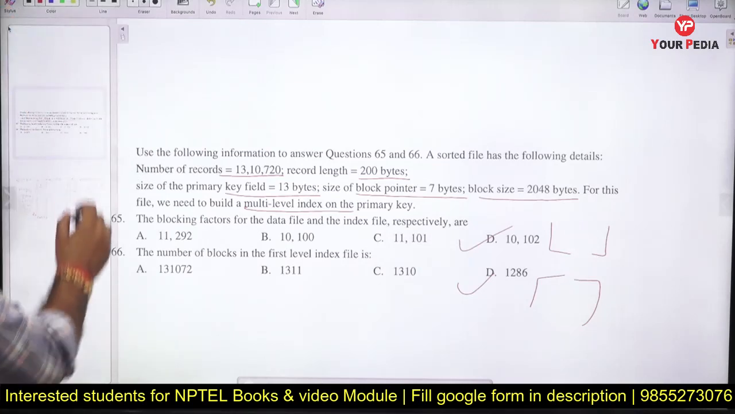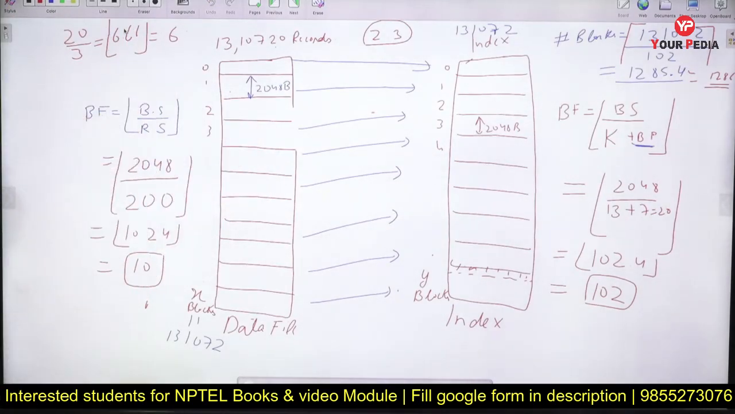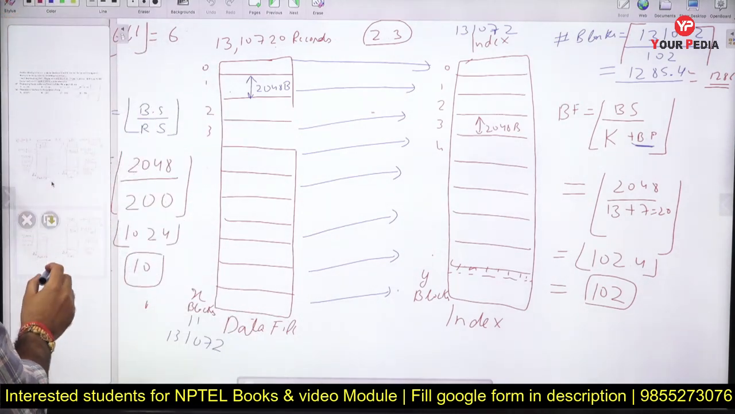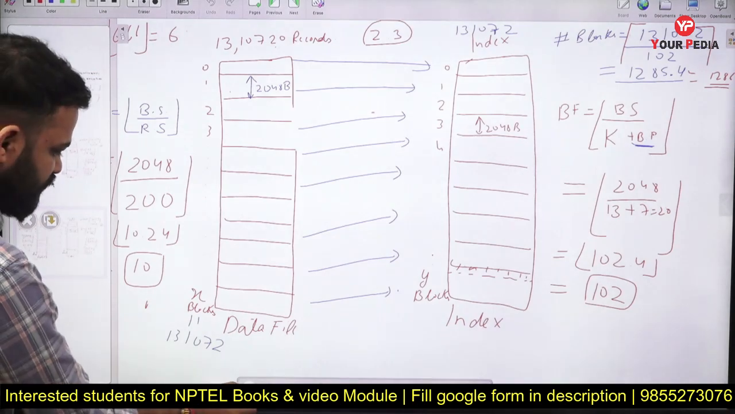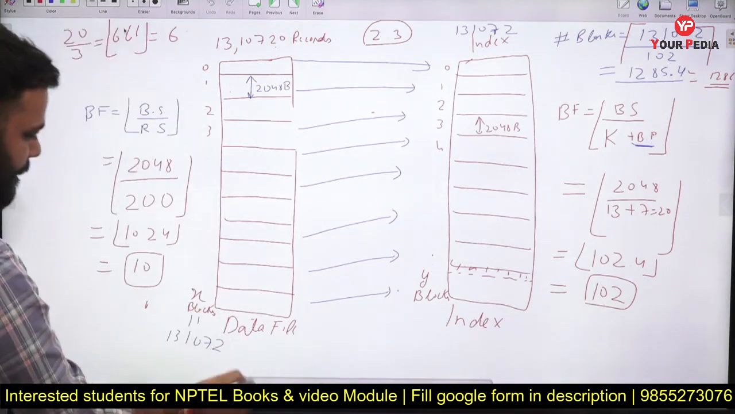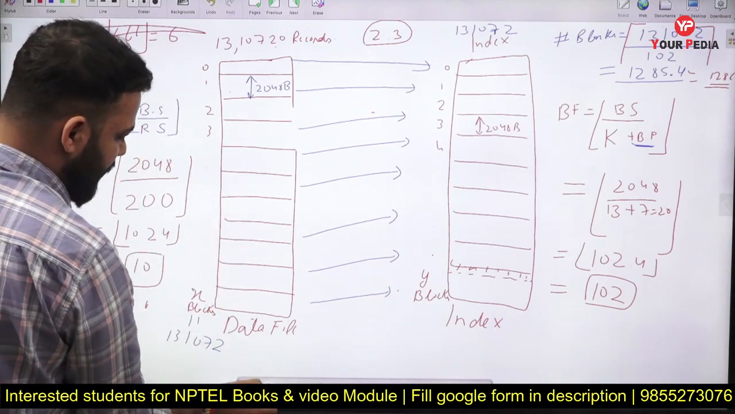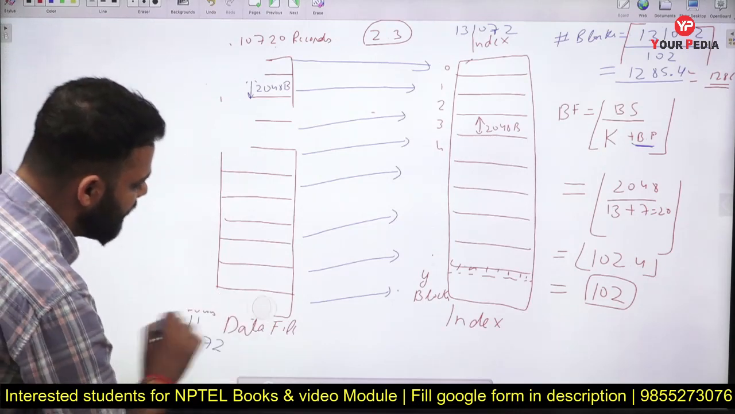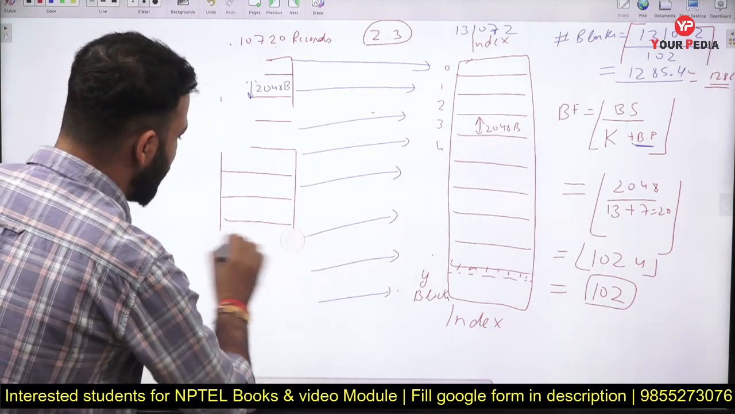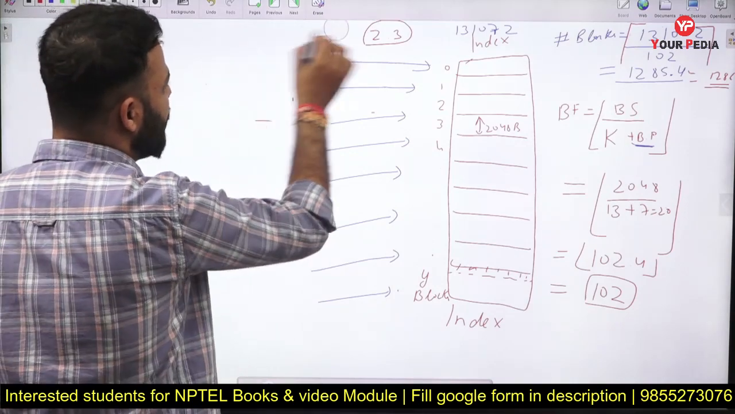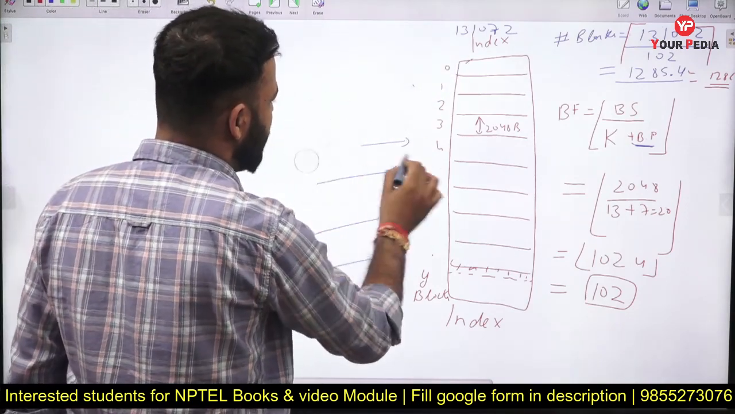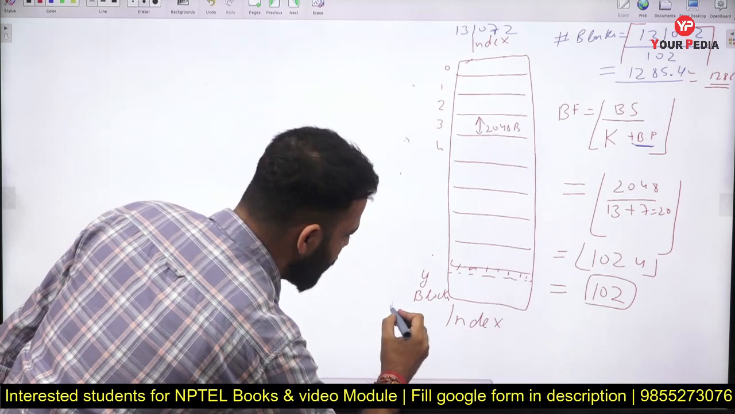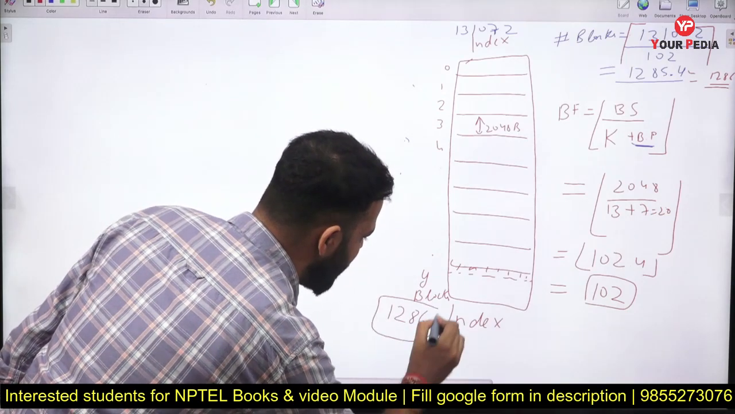Now if you want to expand this question further, and if I ask you what will be the total number of indexing levels for this multi-level index, then what you will do is, for the first level of index, let us go in the opposite direction. So the number of blocks here is 1286.